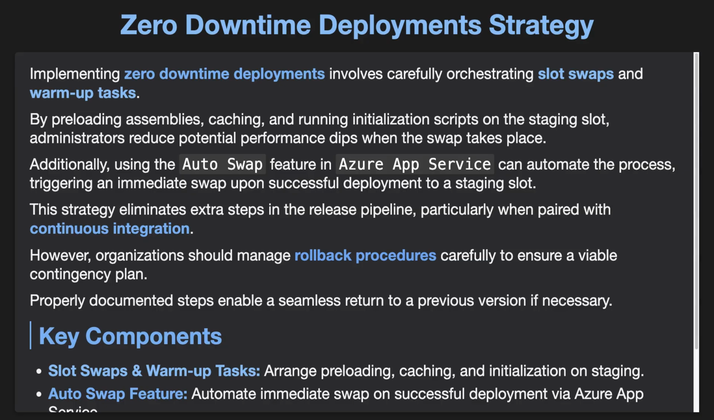By preloading assemblies, caching, and running initialization scripts on the staging slot, administrators reduce potential performance dips when the swap takes place. Additionally, using the auto swap feature in Azure App Service can automate the process, triggering an immediate swap upon successful deployment to a staging slot. This strategy eliminates extra steps in the release pipeline, particularly when paired with continuous integration.